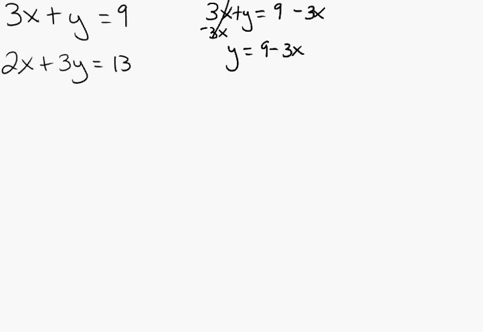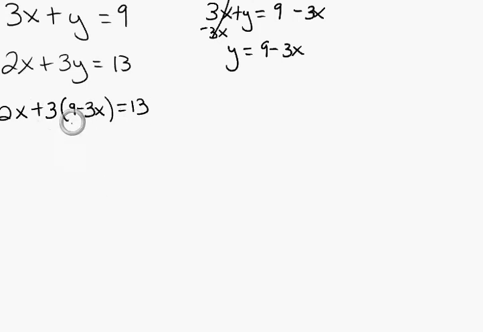Now that I know what y equals, I can substitute it into my second equation. That's why they call it the substitution method, because I'm going to substitute the value of y into this equation, so I'm working with just a one variable equation. So here I have 2x plus 3, but instead of writing the y, I'm going to write what y equals. So it's 9 minus 3x, and that equals 13. You can see we have just the one variable equation now, just our x's.